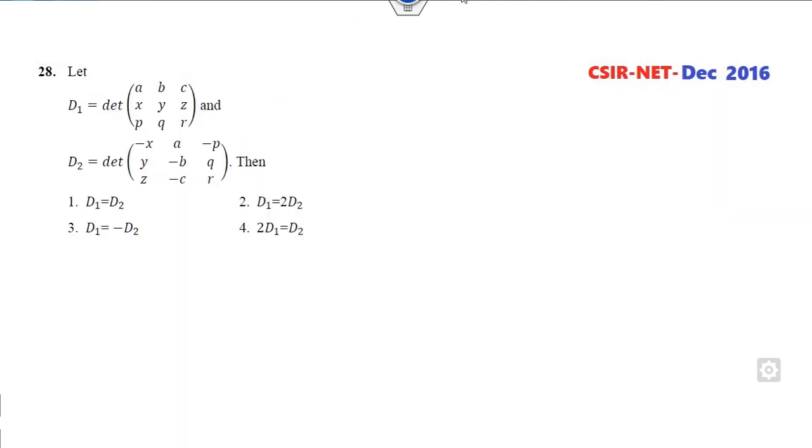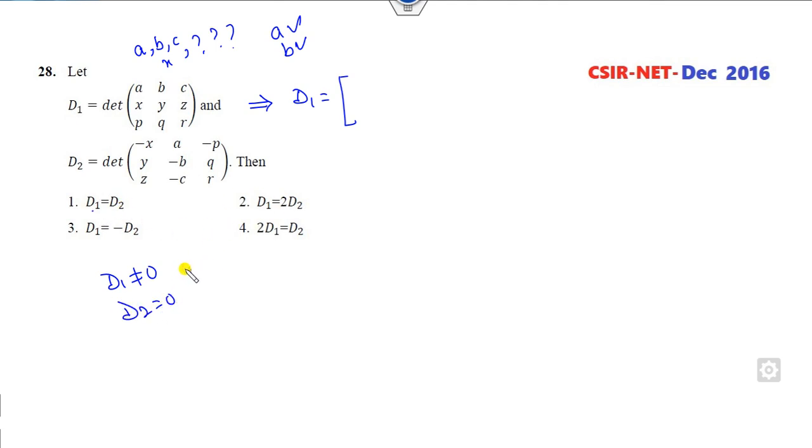Okay, look at this another question. If you are thinking about expanding this, yr minus qz, it will take you a lot of time in the examinations. So look at that. Is there any value given to you for a, b, x, y, z? Is any restriction given to you? No. So you can choose the values of a, b, c as per your own convenience, but make sure d1 can never be 0, because if d1 is 0, according to this option, d2 will also be 0, and then you are unable to distinguish between them.